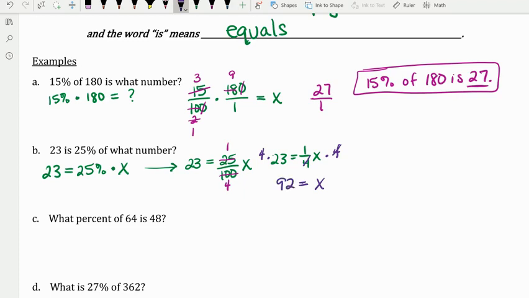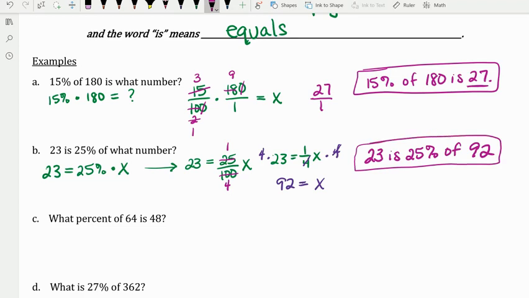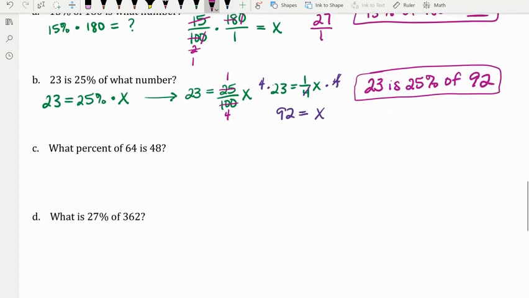So then if I write out my sentence again here, I would say 23 is 25% of 92. And that makes sense because 23 is smaller than 92, and that's only 25% of that number. Okay, so kind of replace with the words, and then set up the fractions you can solve.